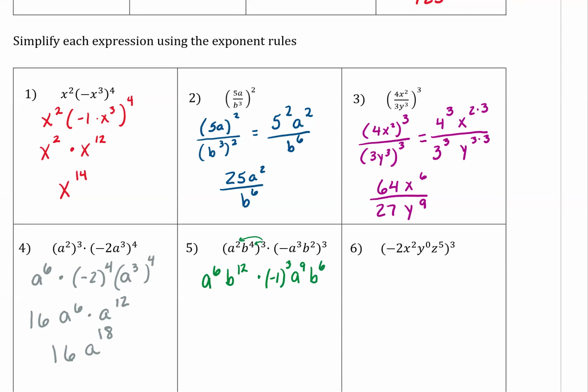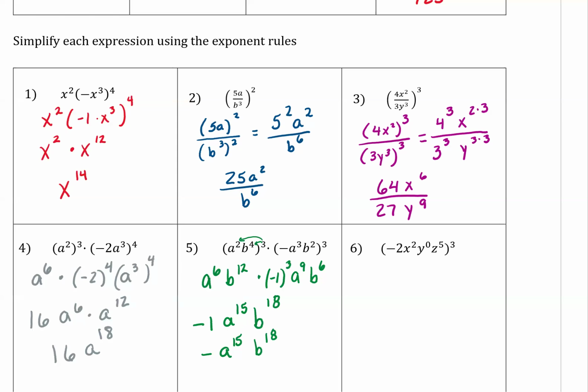So when I evaluate negative 1 cubed, that's going to give me a negative. You can put your 1 out in front or you don't have to. Then I have a to the 6th times a to the 9th, same base, multiply and keep the base, add the exponents. So that's a to the 15th. B to the 12th times b to the 6th, same base, multiply and keep the base, add the exponents, and 12 plus 6 is 18. Either one of those answers are correct.